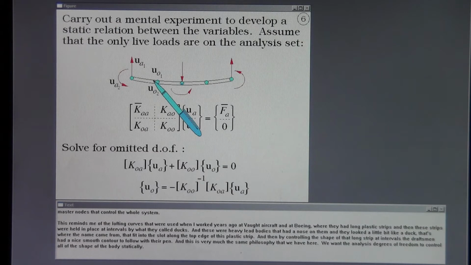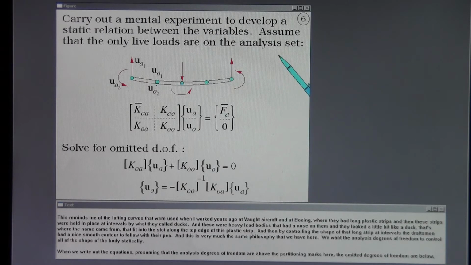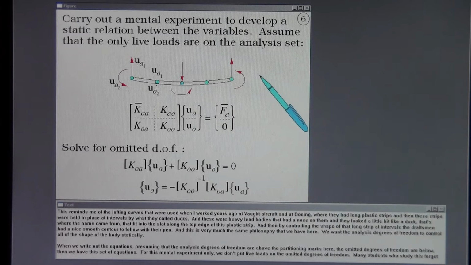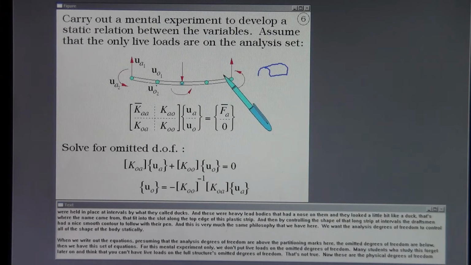Then the analysis nodes are to be treated as master nodes that control the whole system. This reminds me of the lofting curves that were used when I worked years ago at Vought Aircraft and at Boeing, where they had long plastic strips, and then these strips were held in place at intervals by what they called ducks. And these were heavy lead bodies that had a nose on them, and they looked a little bit like a duck. That's where the name came from. That fit into the slot along the top edge of this plastic strip.